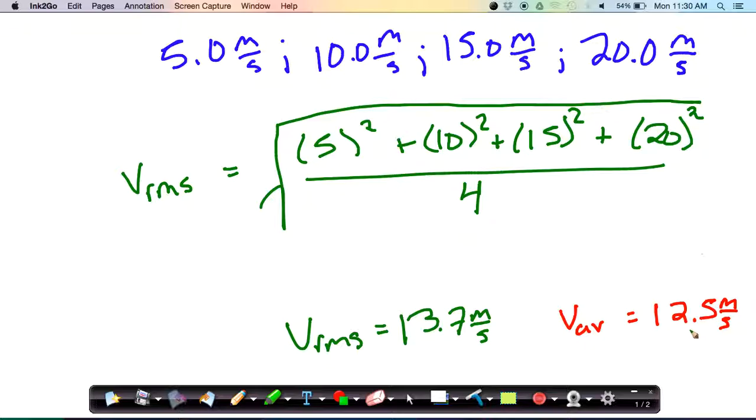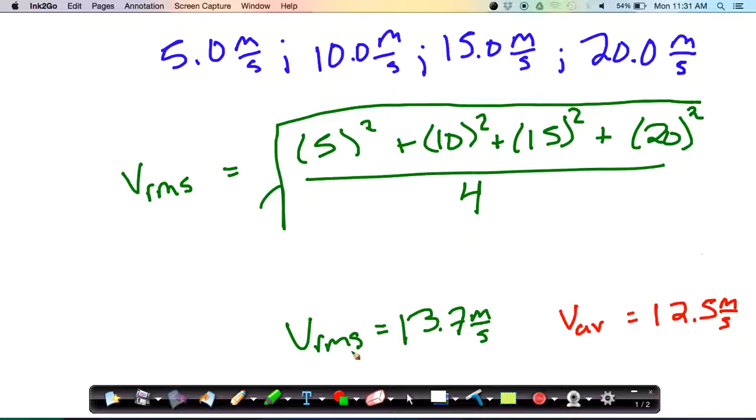Average velocity we calculated earlier to be 12.5 meters per second. Root mean square velocity for this set of velocities is 13.7 meters per second. So they are not the same thing. When we calculate V from the K average equals 3/2 Boltzmann constant times Kelvin temperature equation, we are not calculating the average speed or velocity of a gas particle. We are calculating the root mean square speed of a gas particle in that sample of gas.